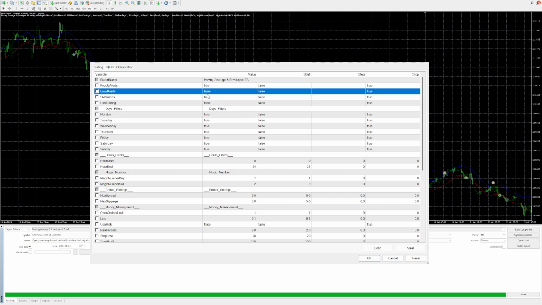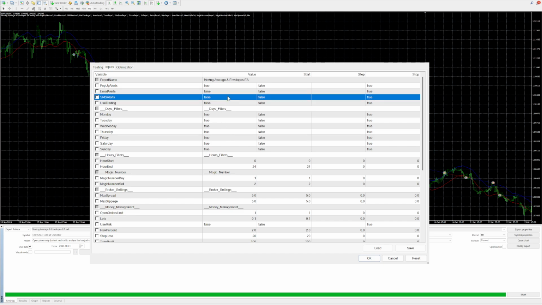Okay, the same with email alerts, but this is handy if you're not going to be around your platform. You can just receive an email and then you know it's time to perhaps load up your platform and look for a trade or manage an existing position. SMS alerts as well. Okay, and then use trading.